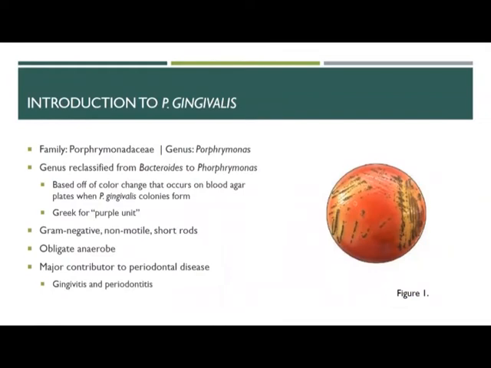So a little introduction to P. gingivalis. It's in the family Porphyromonadaceae and genus Porphyromonas. This genus was recently reclassified from Bacteroides to Porphyromonas, based on the color change that occurs on blood agar plates when P. gingivalis colonies form. I have a picture of it to the right, and you can see these black dots. These are the colonies on the blood agar plate.